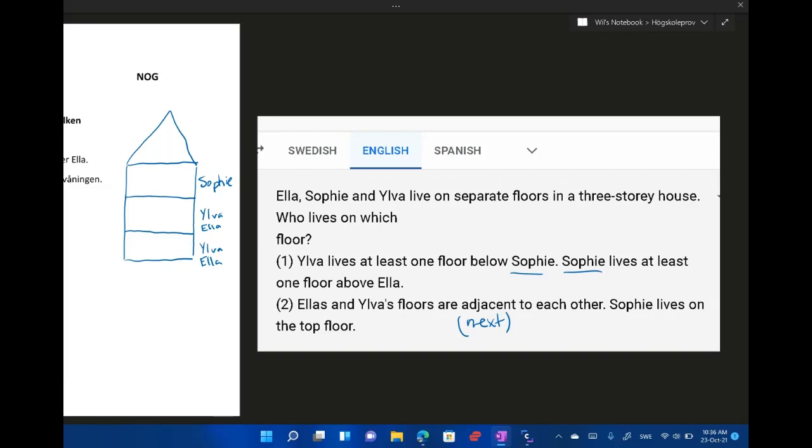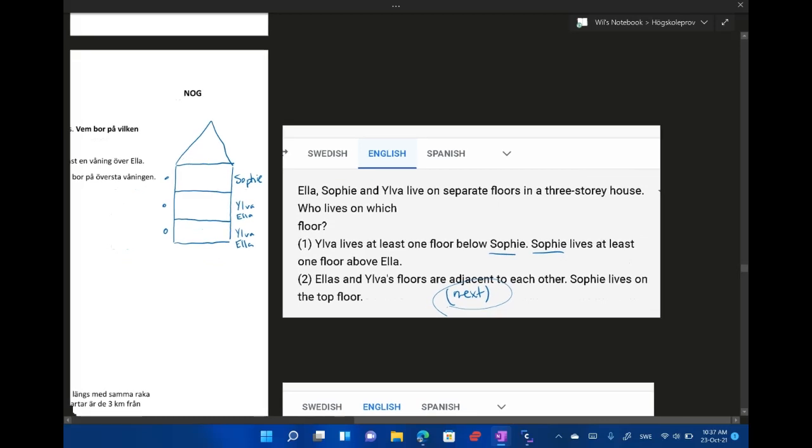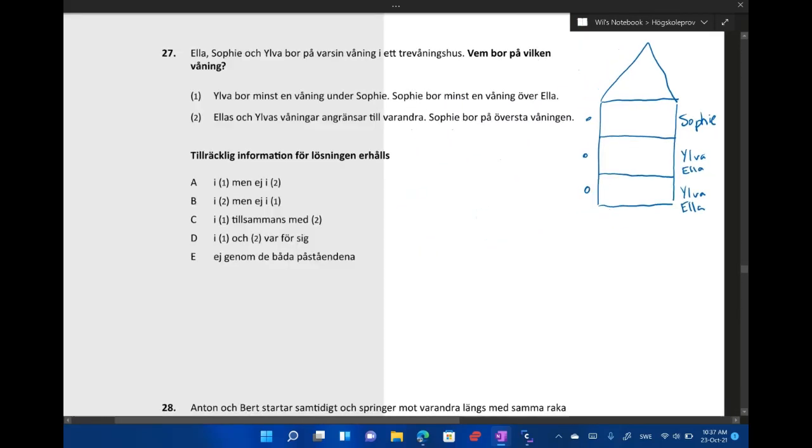But it's the same thing. We don't know who lives above who. It just says that they're next to each other. But we clearly said that in the first example, right? This one and this one have to be Ella or Ilva, whereas the top floor must be Sophie. So actually, we don't know for sure who lives on the second and the bottom floor. So therefore, I would say none of them give enough information. E. That's my answer.